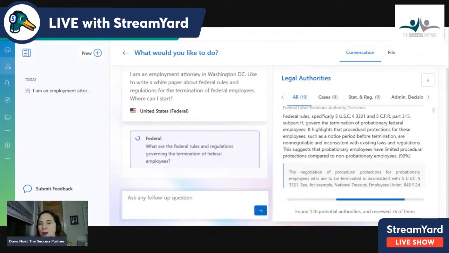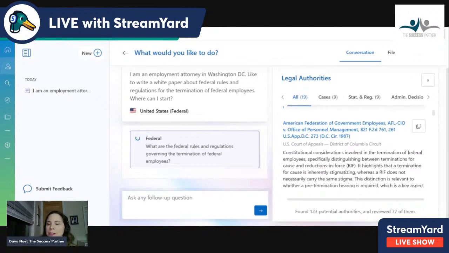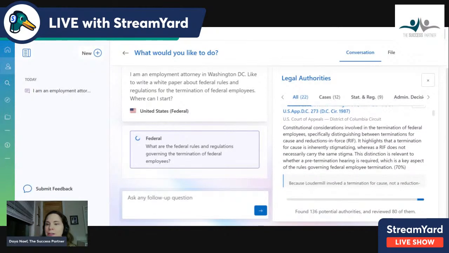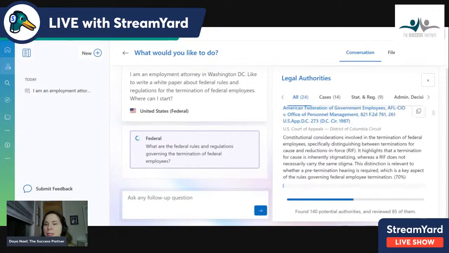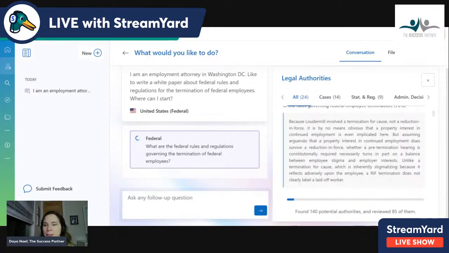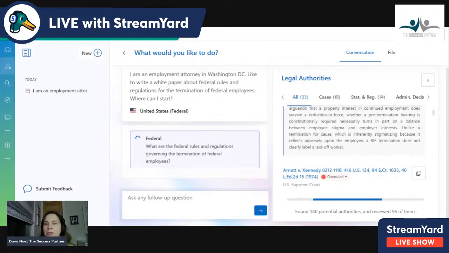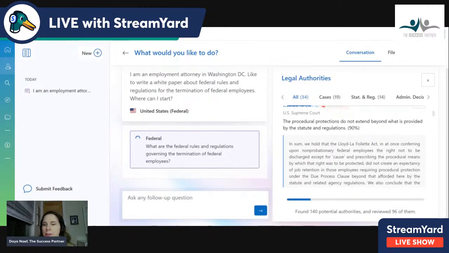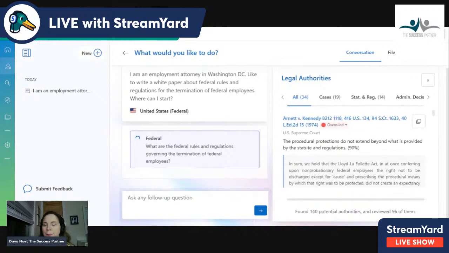So let's see, we've got all kinds of stuff coming in. Termination of probationary employees, constitutional considerations, distinguishing terminations for cause and reduction in force. That looks pretty interesting. Okay, so it determined that was not a reduction in force, but more a termination for cause. Okay.